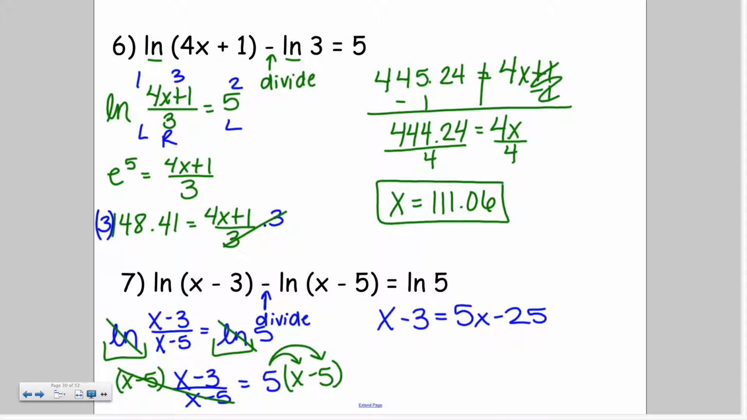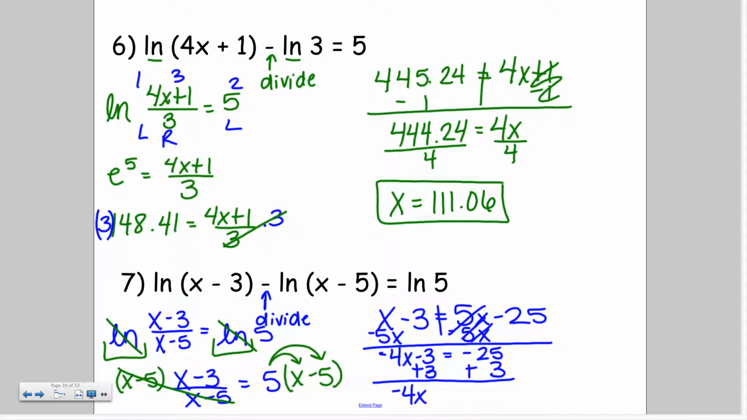Okay. Now all we need to do is combine like terms. So I'm going to take and subtract 5x from both sides. That's going to leave me x minus 5x is negative 4x minus 3, and that's equal to 5x minus 5x is 0, so negative 25. Now I'm going to add 3 to both sides, and that's going to leave me with negative 4x. Negative 3 plus 3 is 0. Negative 25 plus 3 is negative 22.